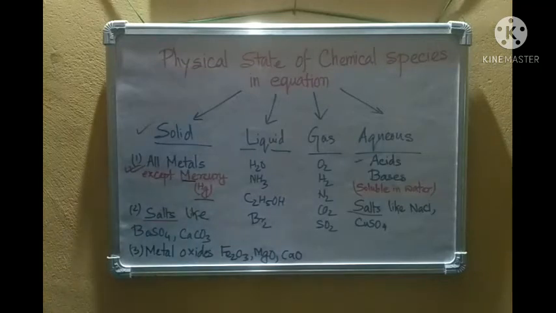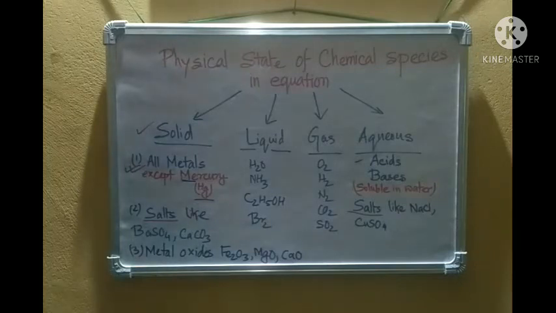The acids that are generally used in the lab are not 100% acid. They have some amount of water in them, and most of the time they are diluted. Dilution means that acid is added to water. So all kinds of acids exist in aqueous state.